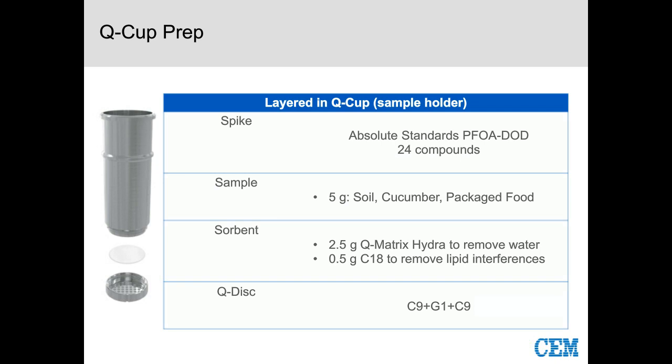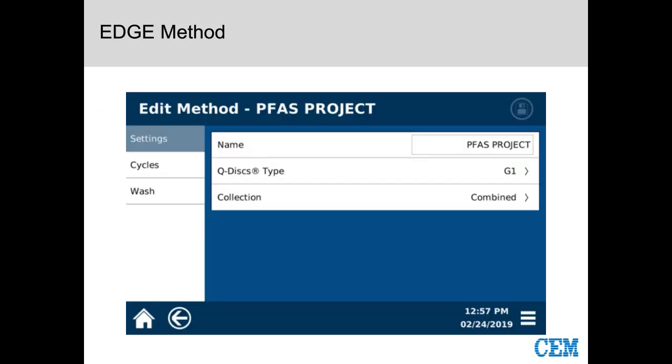So that's how you prepare your sample. The differences in how we treat these samples occur in the prep of that Q-cup. Then we're going to move on and run the same Edge method for all of these samples. So I'm just going to talk about the Edge method, and we use the same method for any of the sample types I'm talking about here today.